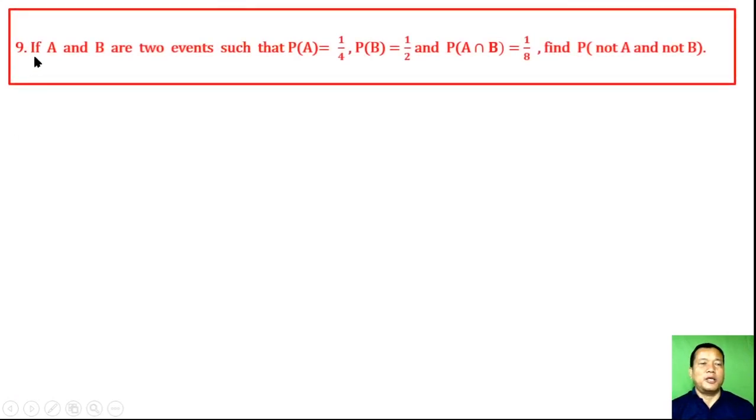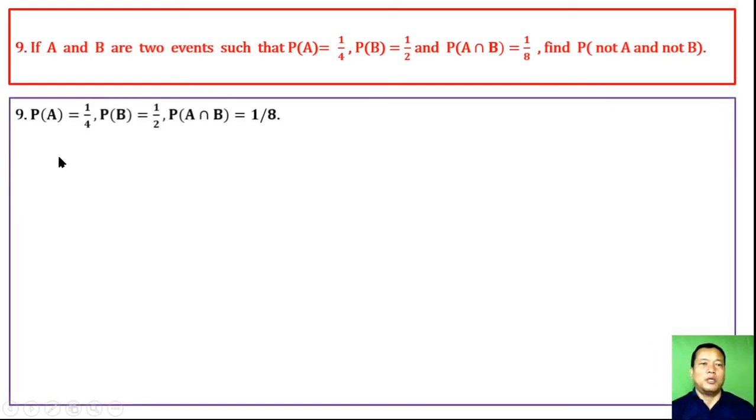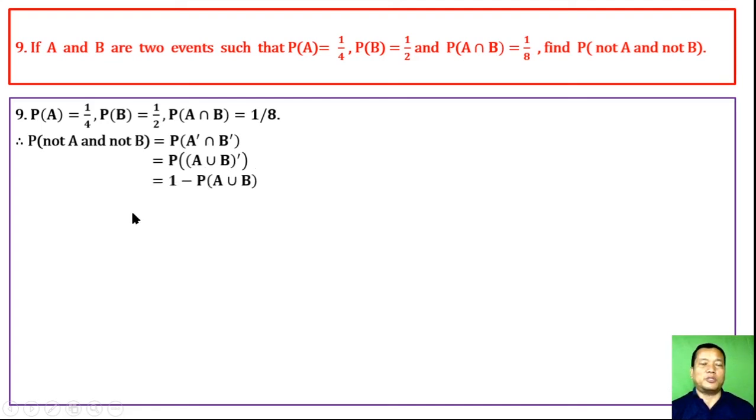Question number 9. If A and B are two events such that P(A) is 1 by 4, P(B) is half, and P(A intersection B) is 1 by 8, find P(not A and not B). These values are given. P(not A and not B) in symbol, we have P(not A intersection not B), which is equal to P(not (A union B)), which is equal to 1 minus P(A union B).